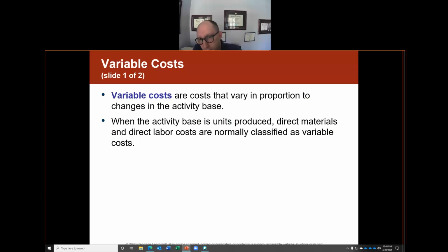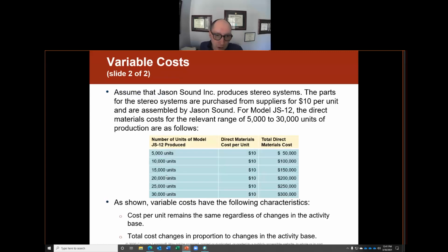So variable costs, as you know, those are direct materials, direct labor, portion of factory overhead. Those change with the level of output. That's why we call them variable. Example of variable costs: the company produces a certain number of machines at $10 per unit of direct materials. Direct materials, $10 per unit. We produce 5,000 units, it's $50,000 in direct materials cost. If we produce 30,000 units, that's $300,000 in direct materials cost.